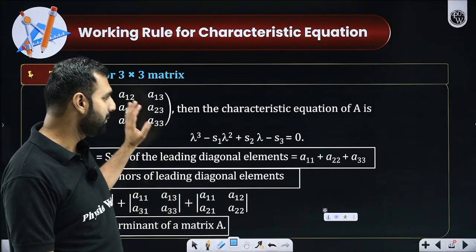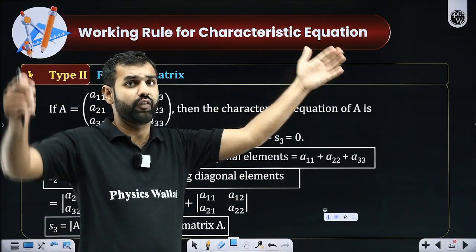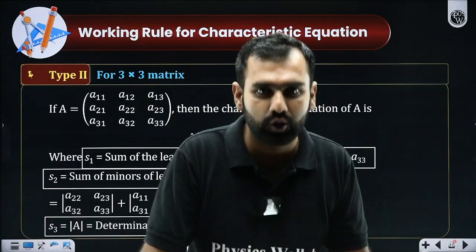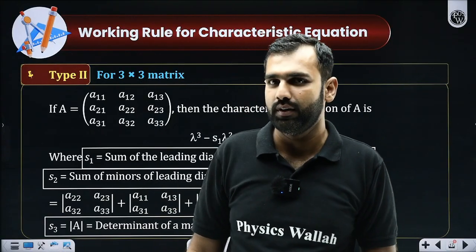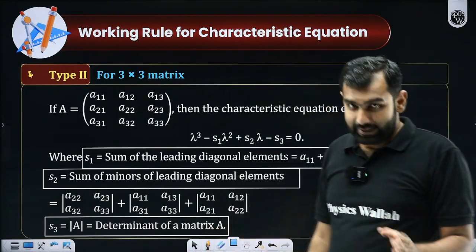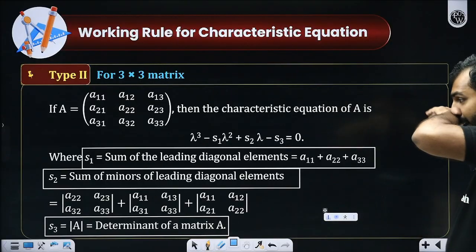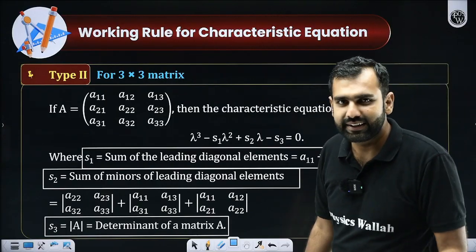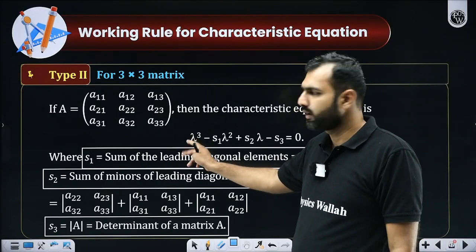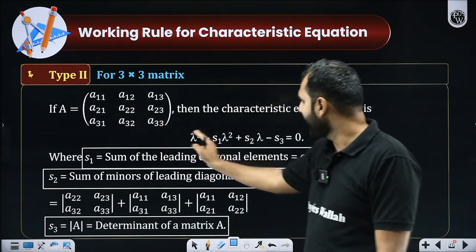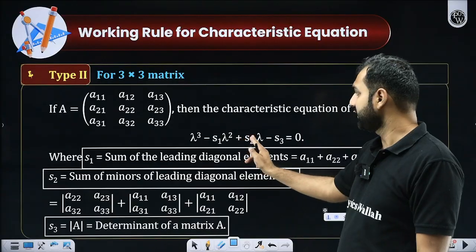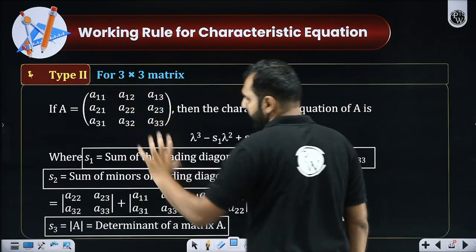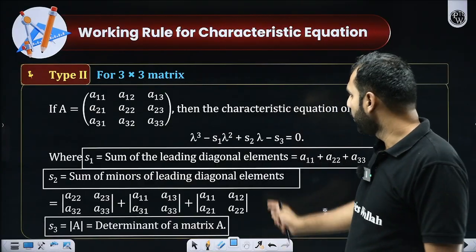First way, you simply write A minus lambda I, you find its determinant, you put it equal to 0, and then you write its matrix polynomial or characteristic equation. But let's say I don't want to invest my time in doing that. I can write it directly with A cube minus trace of A into A square plus something into A, that's something I'll explain, minus determinant of A. Now, what is that something?